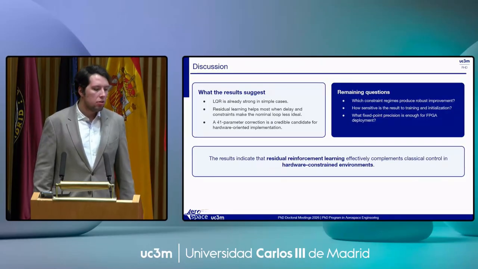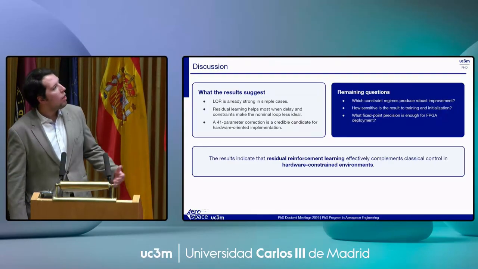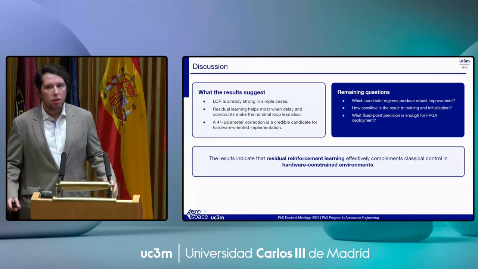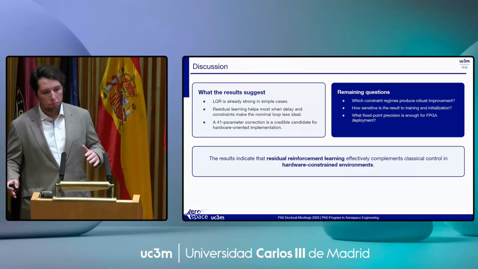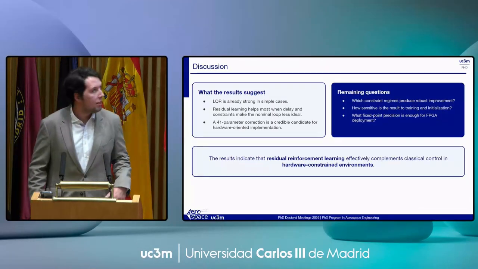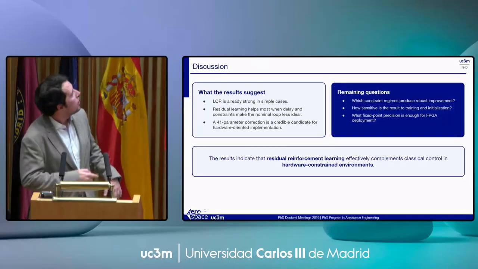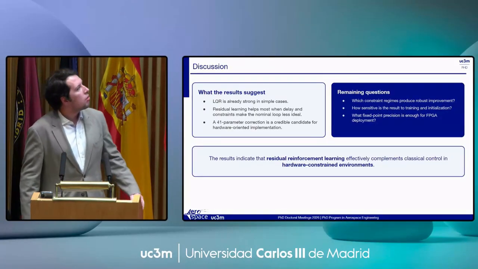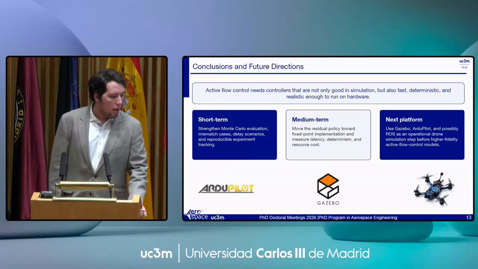Secondly, how sensitive is the result to training and initialization? And what fixed point precision is enough for FPGA deployment? FPGAs normally don't work with float numbers. They work with fixed point, because if not, you need to do some implementation on FPUs, which are floating point units. But the results indicate that residual reinforcement learning effectively complements classical control in hardware constrained environments.